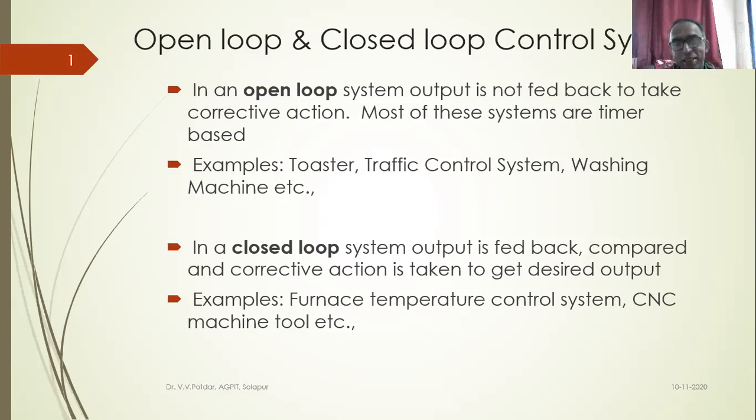Even the traffic control system, by putting some cameras, and based on the feedback that is taken from the cameras on each road, accordingly the roads which are having more traffic, that signal will be kept open for a longer time. So that is how I can convert those open loop systems into closed loop systems. Even the washing machine, by using more sophisticated sensors for sensing the cleanliness parameter of the clothes, I can convert this open loop control system to a closed loop control system.